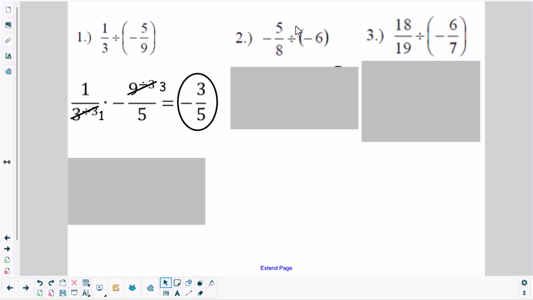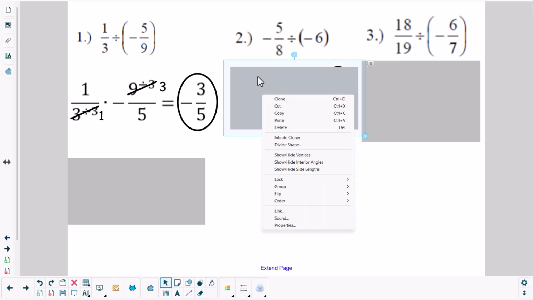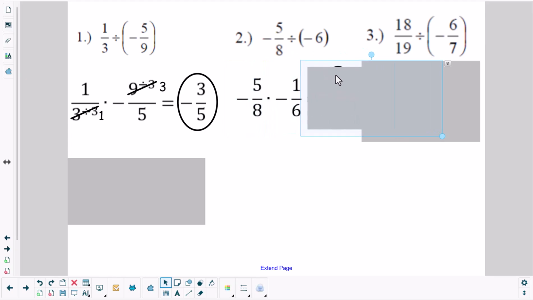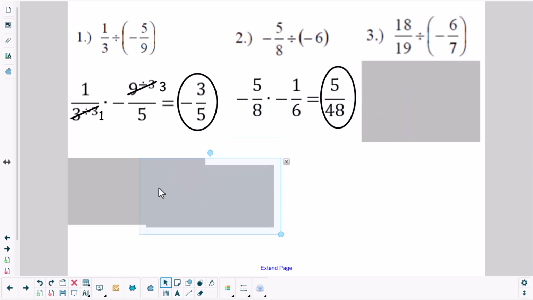In number 2, we're going to keep, change, flip. Keep -5/8, change division to multiplication, and -6, or -6/1, is going to become -1/6. So -5/8 times -1/6. We cannot cross-reduce anything here. 5 and 6 don't divide by anything. 8 and 1 do not divide by anything, I should say besides 1. 2 negatives is going to make a positive. 5 times 1 is 5. 8 times 6 is 48. Our final solution here is 5/48.